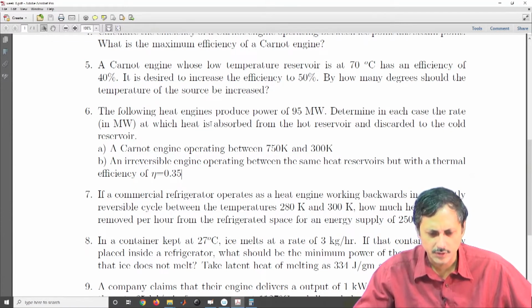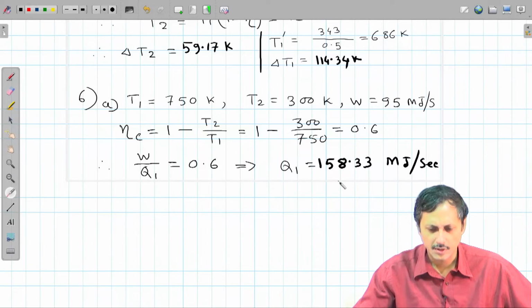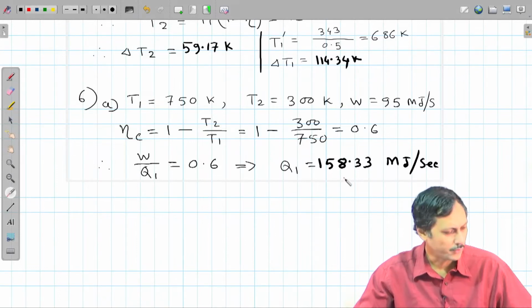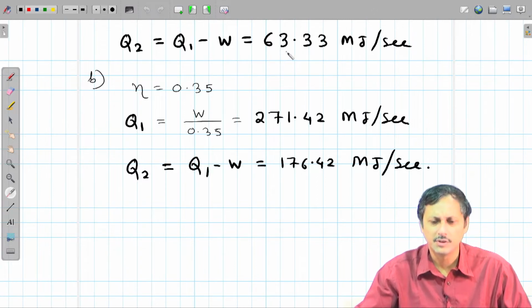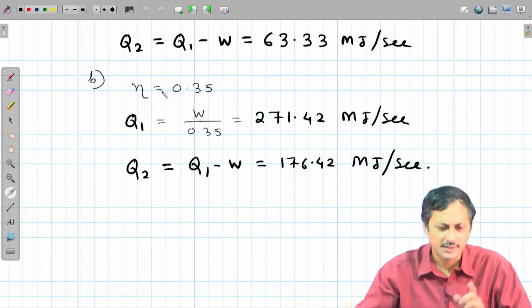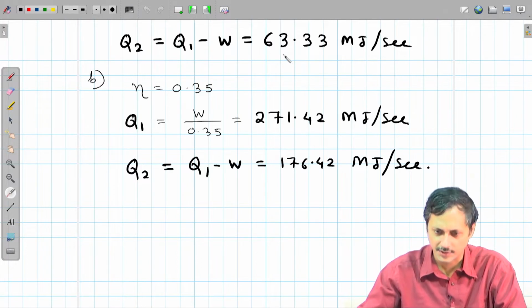Okay. So, there are two things actually, heat is absorbed from the hot reservoir and discarded to the cold reservoir. Now, if this is the rate of heat absorbed, then Q2 is simply Q1 minus W, which is 63.33 megajoules per second. So that is the first case here.